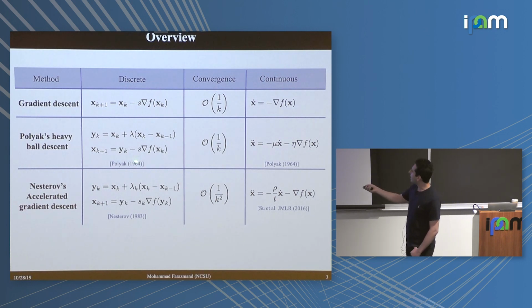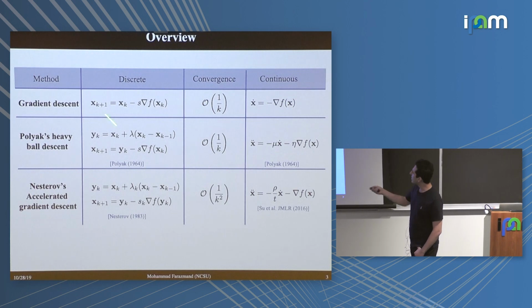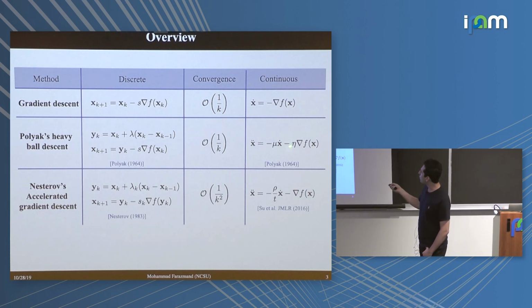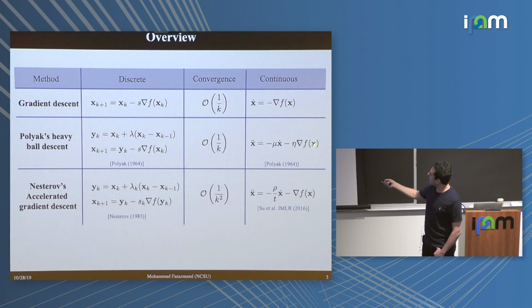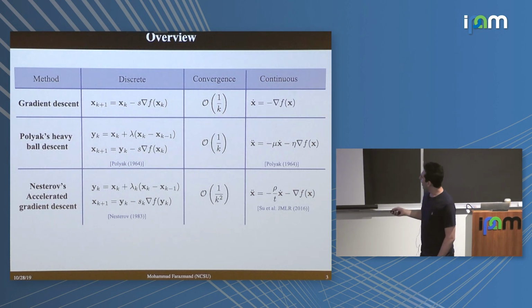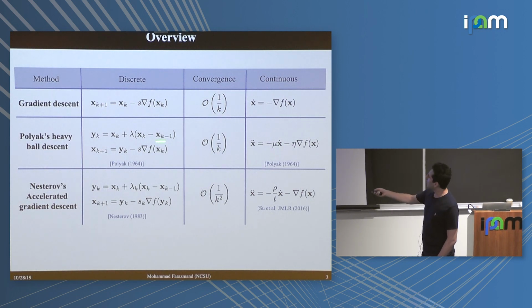In fact, Polyak derives his method in the 64 paper by starting from a second-order differential equation and then discretizing it to get his iterations. Notably, these are second-order differential equations, while the usual gradient descent is the first-order differential equation. So the iterations really come from, again, discretization of the differential equation.